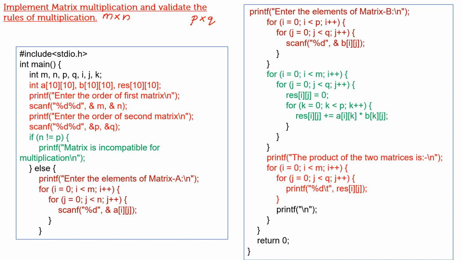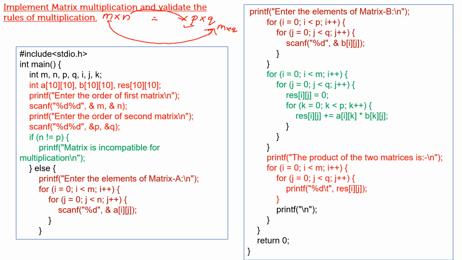You know this concept, right? Matrix multiplication is possible only when n is equal to p. What is the meaning of it? The number of columns of the first matrix should be equal to the number of rows of your second matrix. Similarly, the resultant matrix will be in the order of m cross q. Okay, so these are the two things which you have to remember.